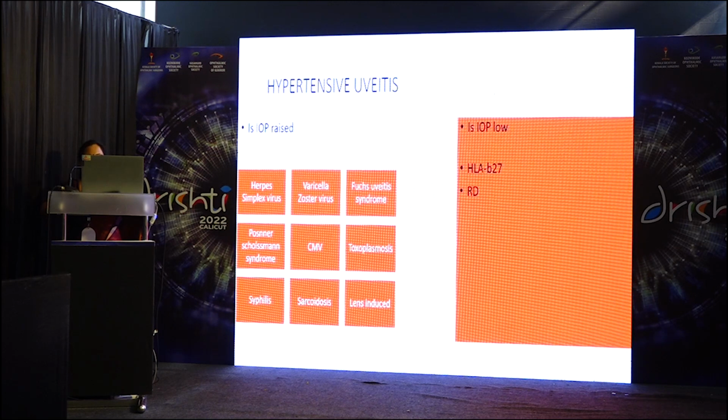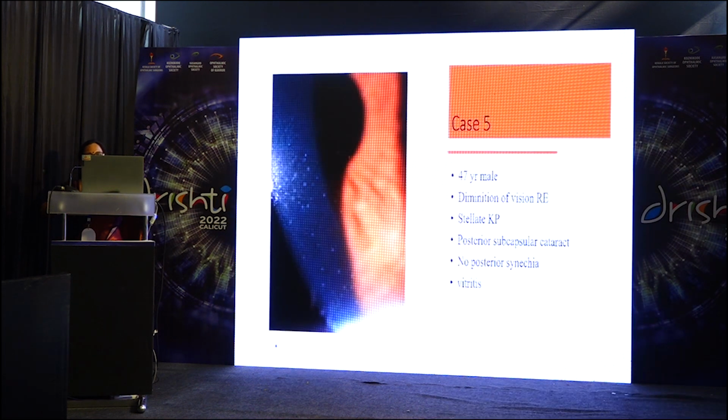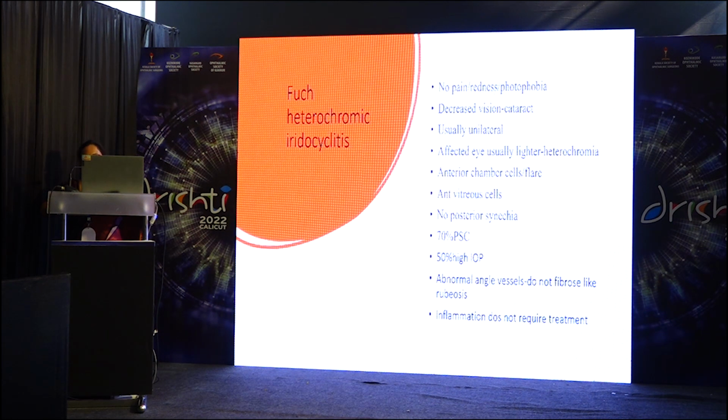So what are the other causes of hypertensive uveitis? Other than your viral, you have your Fuchs, Posner-Schlossman, etc. IOP may be low in HLA-B27 and JIA. Now, this is a 47-year-old male who had no history of any redness, but he came to us with diminution of vision. He had stellate fine KPs with a posterior subcapsular cataract. There were no posterior synechiae. He had associated vitritis. So this is a case of Fuchs heterochromic iridocyclitis.